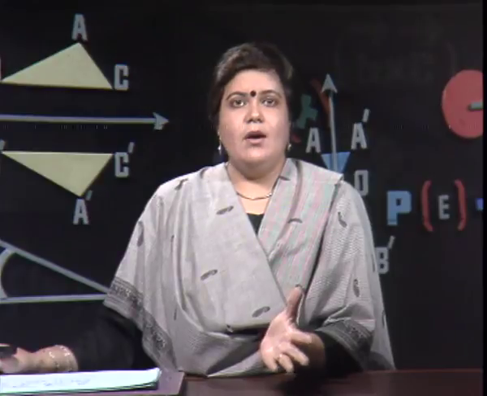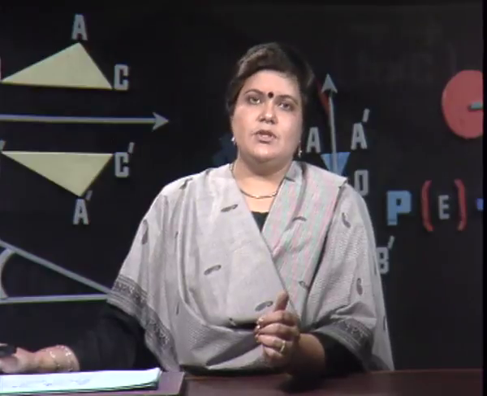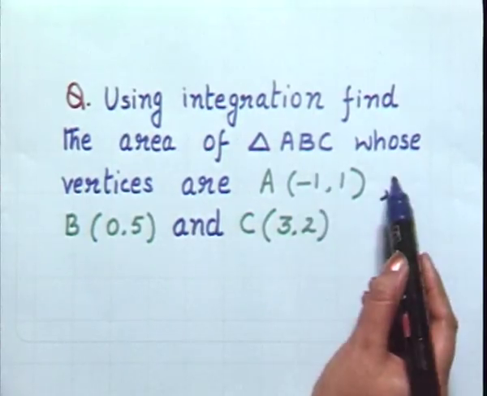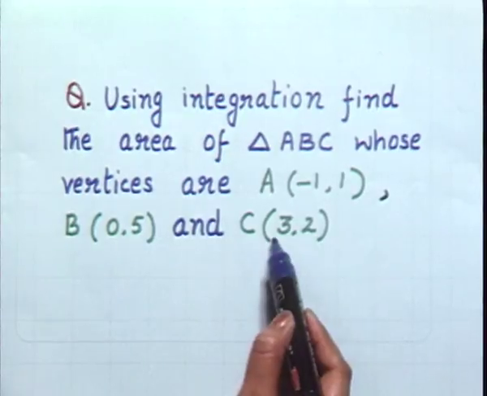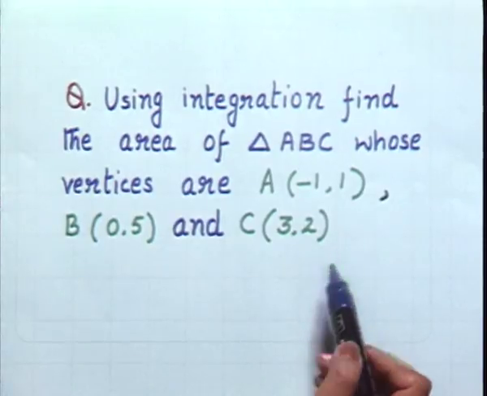Now, in the forms of the different questions, there is one very interesting and very specific form that you will always come across, and that is of the area bounded by a triangle, which of course you have learned now in so many ways. You know how to use determinants, you know how to use coordinate geometry only. But if the question says using integration, find the area of triangle ABC whose vertices are given to you as -1, 1, 0, 5, 3, 2, then it means we have to bring in definite integration.